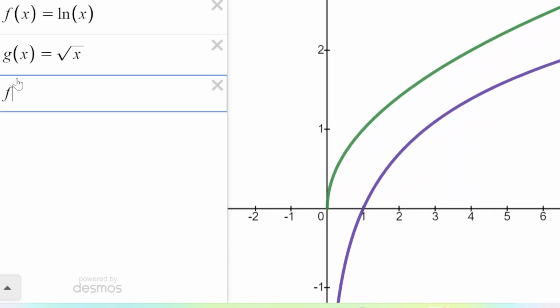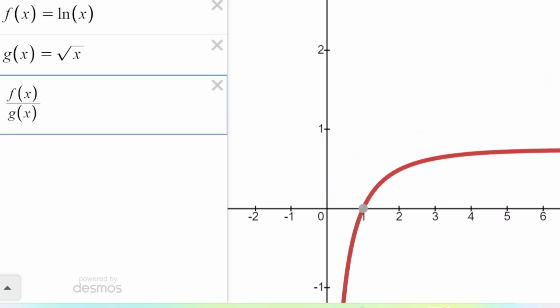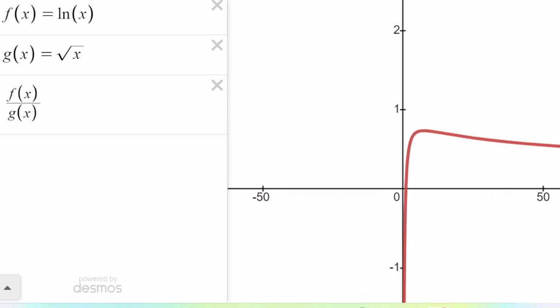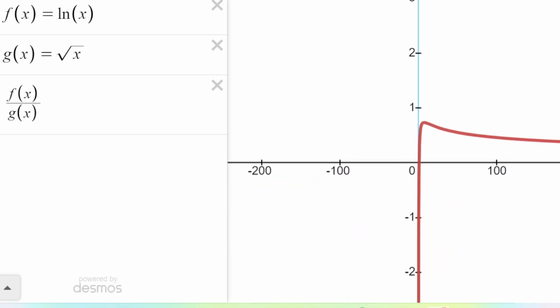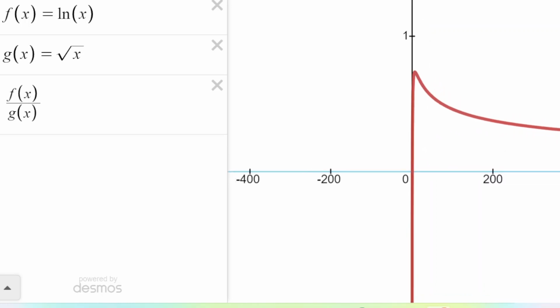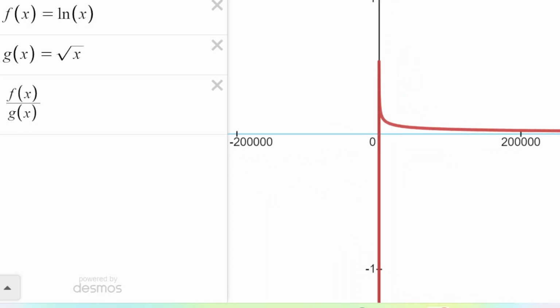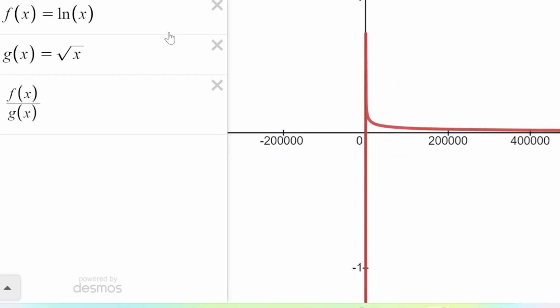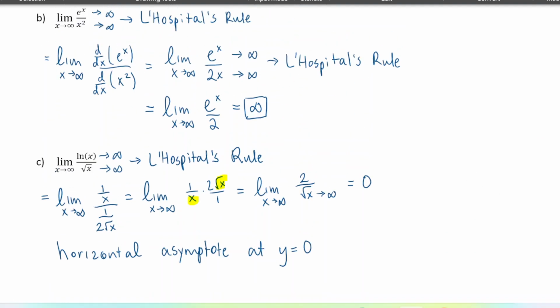And if I graph these two together and then zoom out here, we can see that it does approach 0 as we approach infinity. Yeah, there is a horizontal asymptote there. Okay, so that is the end of the lesson.